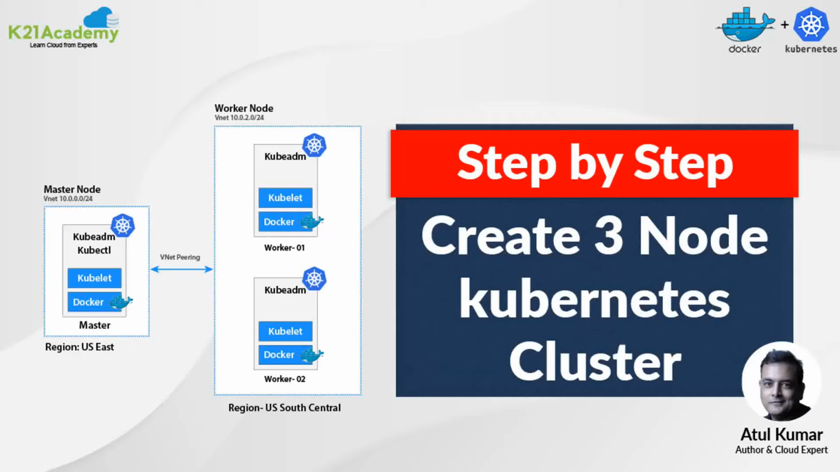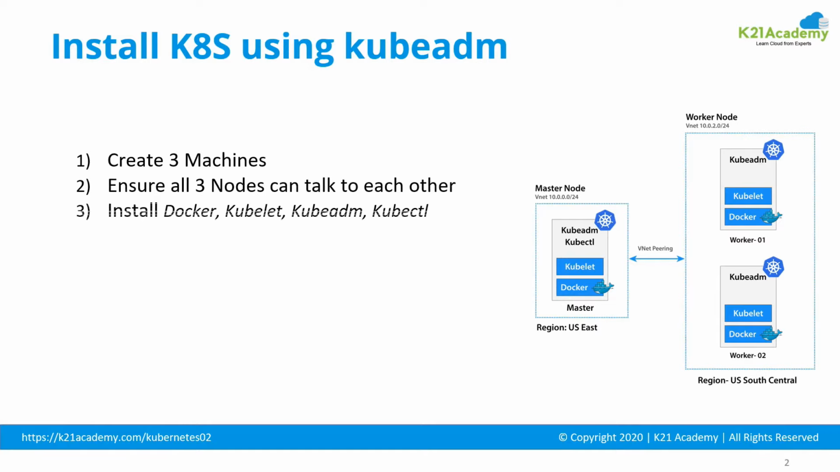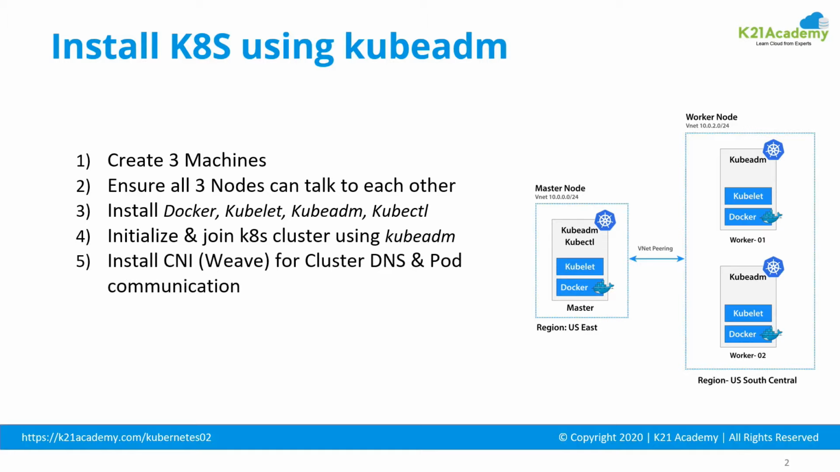Installing a multi-node Kubernetes cluster involves steps like creating multiple machines, ensuring that all these machines or nodes can talk to each other. Then you install Docker, Kubelet, Kubeadm, and Kubectl. You initialize the cluster on the master node and ask your worker nodes to join the cluster using Kubeadm, installing the CNI, which is Container Network Interface, so that pods can talk to each other and your Kubernetes DNS can start, and finally checking the status of nodes and pods to verify that the cluster has been set up correctly.